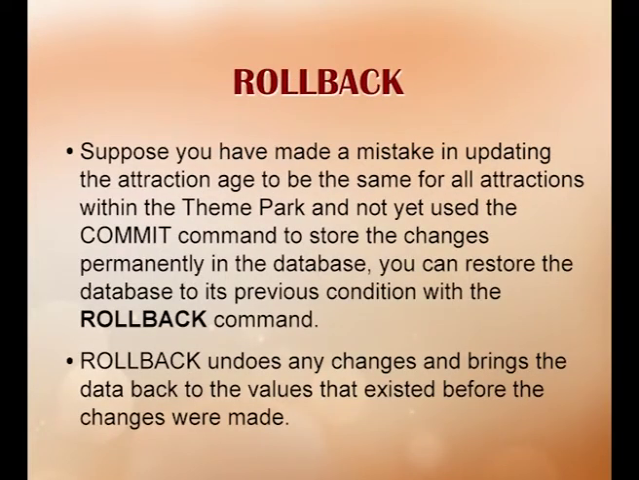Suppose you had made a mistake in updating attraction age and haven't given the commit command yet. What I can do is use a rollback command, which undoes any changes and brings the data back to the values that existed before the changes were made. So, I can use rollback, get back, change whatever modifications I have to do, and later use the commit command.